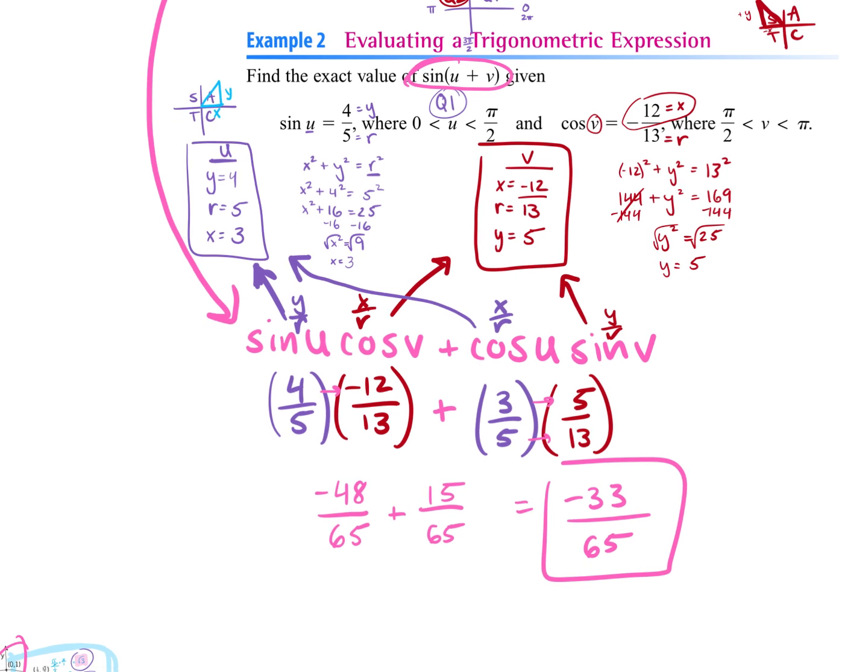So super important. You want to use the given information, find your two triangles. So we had triangle U. We had to find all three of our key numbers, X, Y, and R for U. And then we had triangle V. So we had to find X, Y, and R for triangle V. And then use your sum and difference formula and plug in.